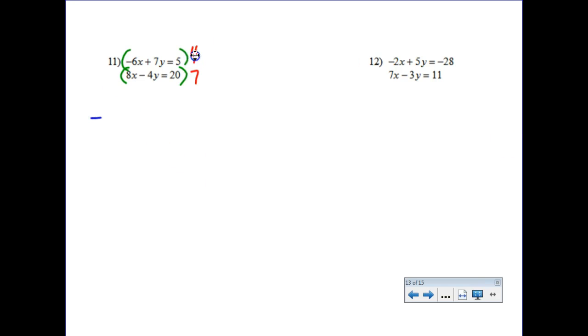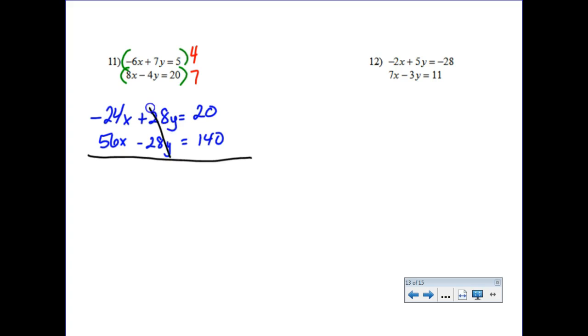You have calculators. So distributing a 4 to everybody here, you have a negative 24x plus 28y equals 20. Make sure it goes all the way through. And then this bottom equation is now a 56x plus minus 28y equals 140.